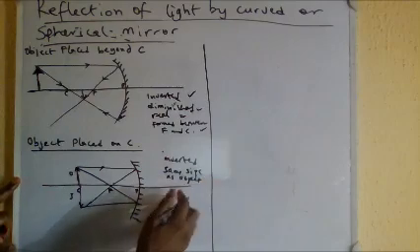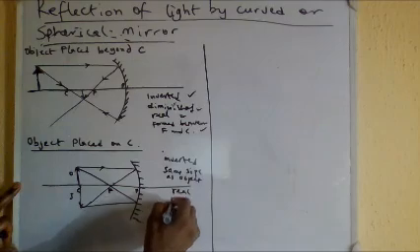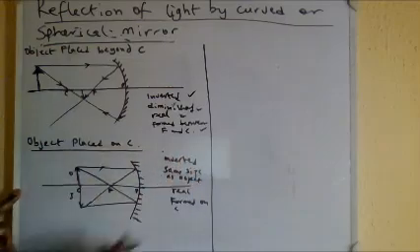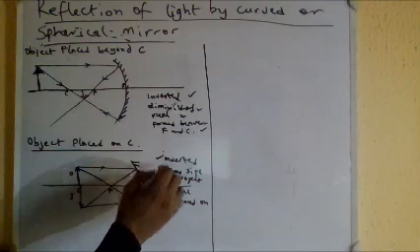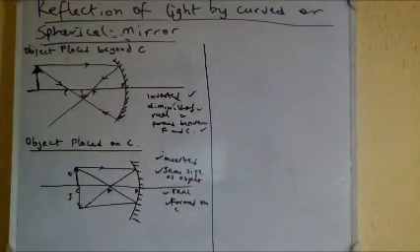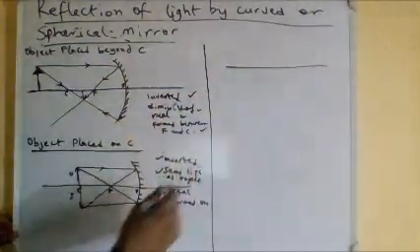Then it is real again, and it is formed on C. What is C? C is the center of curvature. Again, we have four characteristics: inverted, same size, real, and formed on C. Now I'll have another scenario where the object is placed between C and F.